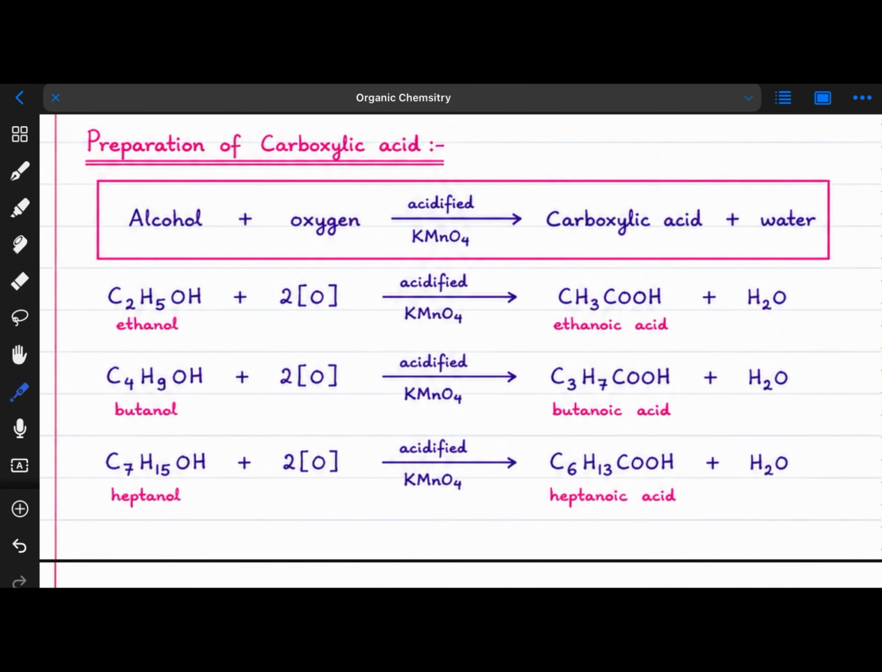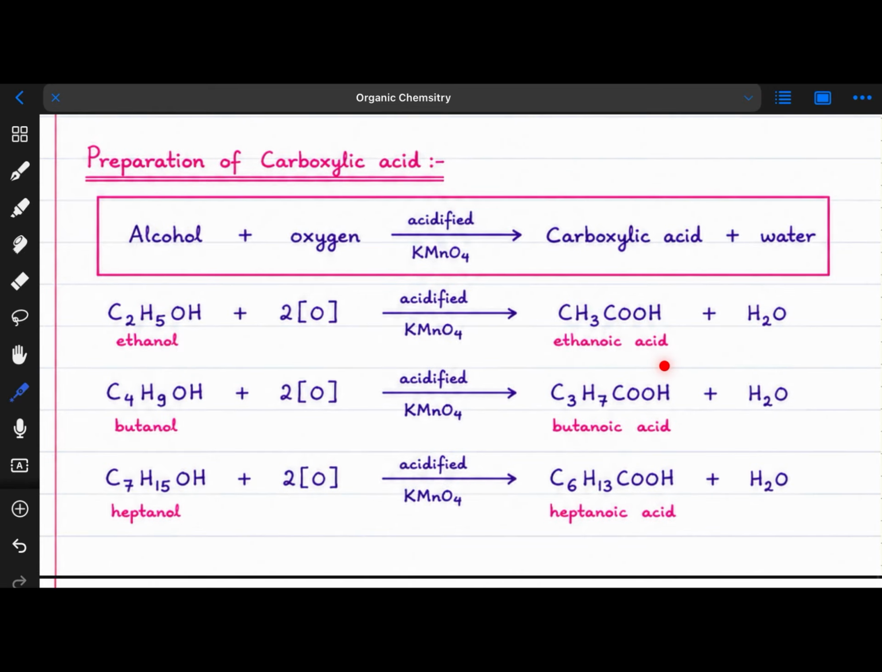Now, another thing to focus upon is the preparation of carboxylic acids. This whole process we have read in detail in my previous video. This process is called the oxidation of alcohol, where alcohol reacts with the atomized oxygen in the presence of acidified potassium permanganate, which acts as an oxidizing agent to form carboxylic acid and water.